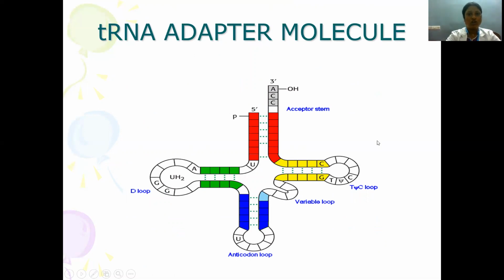So this is the tRNA adapter molecule. It has got several arms. One is the acceptor stem. Second one is the D loop. Third one is the anticodon loop. Fourth one is the variable loop. And fifth one is the TC loop. This acceptor stem has got the sequence CCA at its 3' end and a hydroxyl group attached to the last nucleotide at the 3' end, which is the accepting arm for the incoming amino acids to be associated to the polypeptide chain. This is the D loop and this is the anticodon loop. The anticodon loop has got sequences which are complementary to the bases present in the mRNA, which helps in decoding the information present in the DNA. So this anticodon loop will bind to the mRNA.